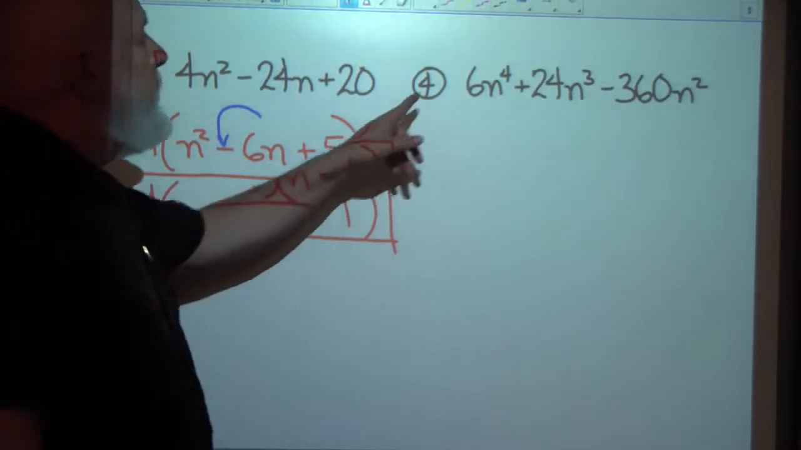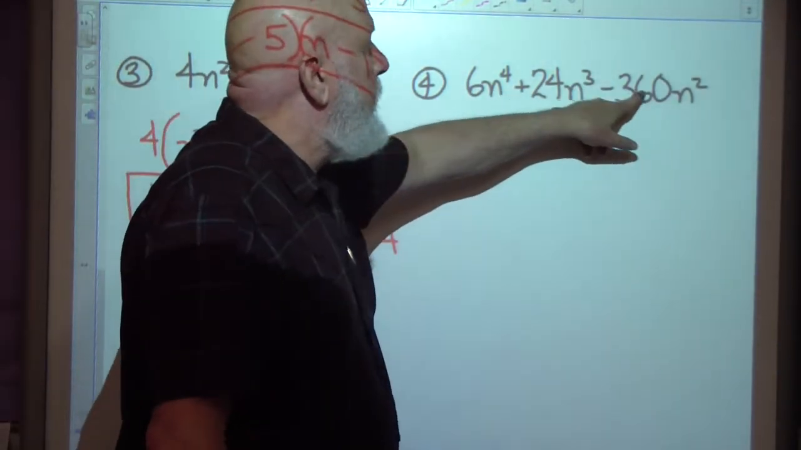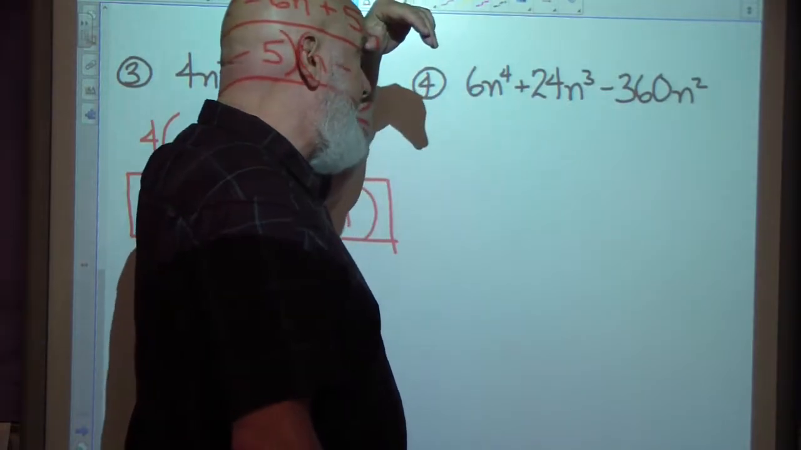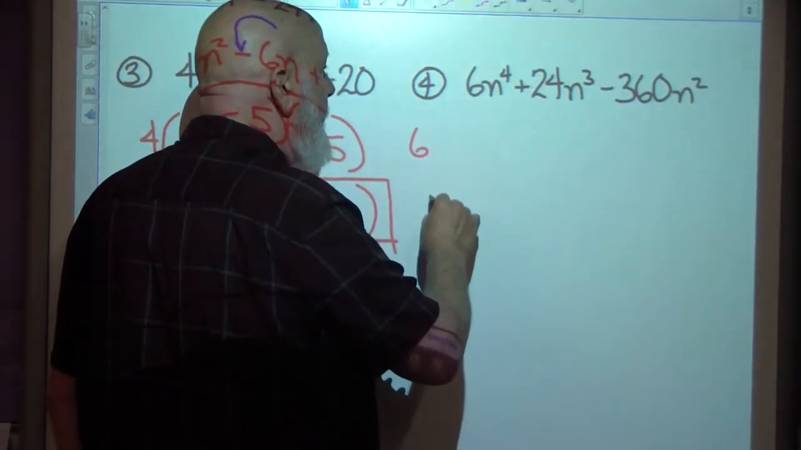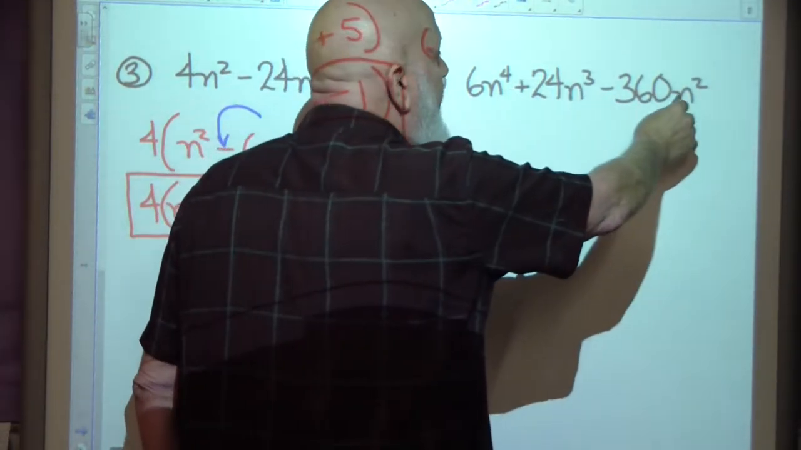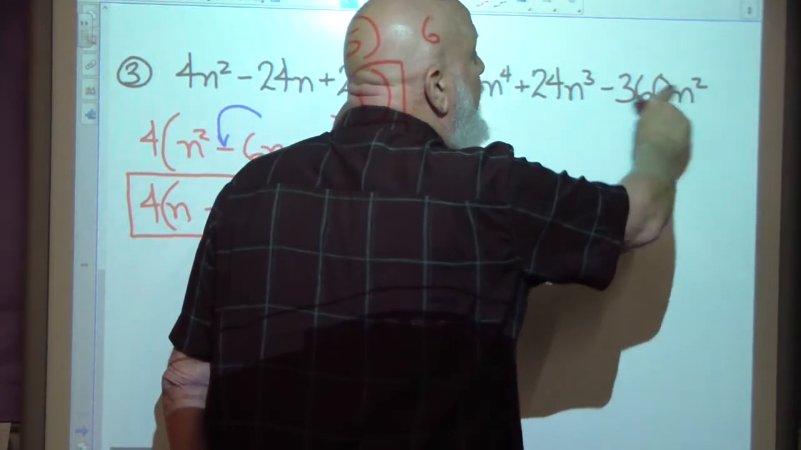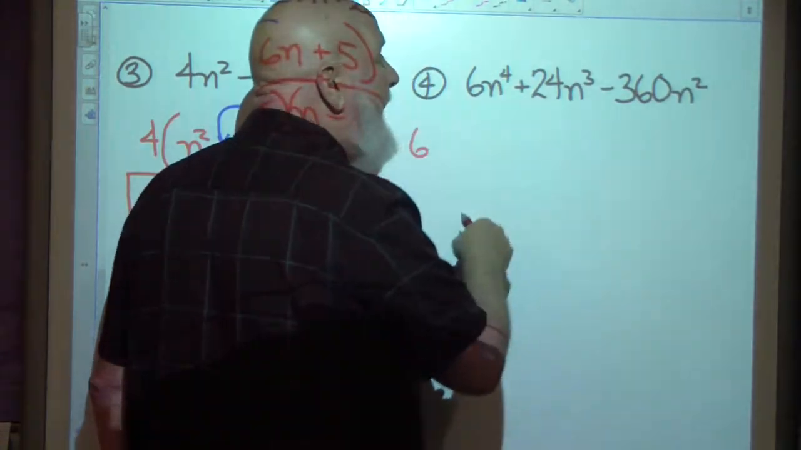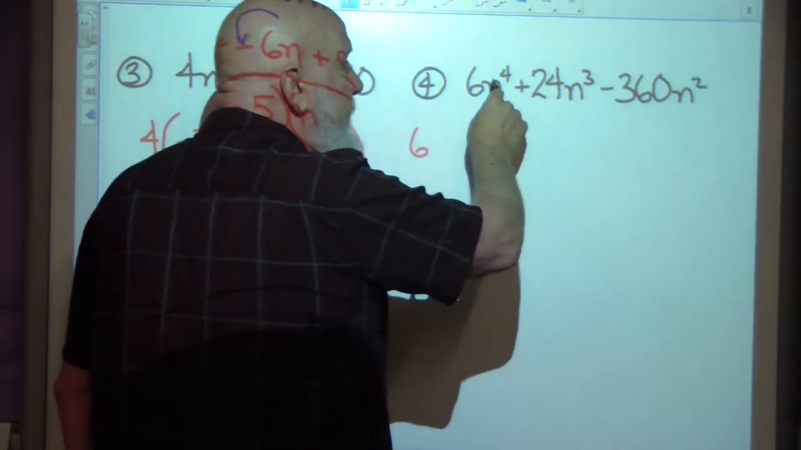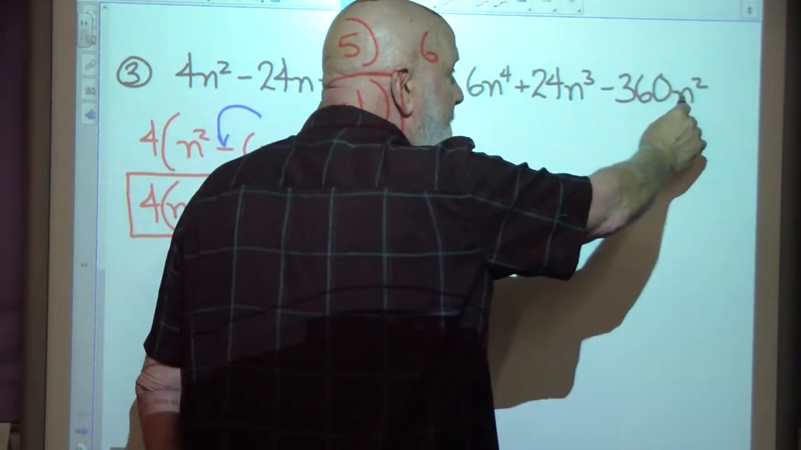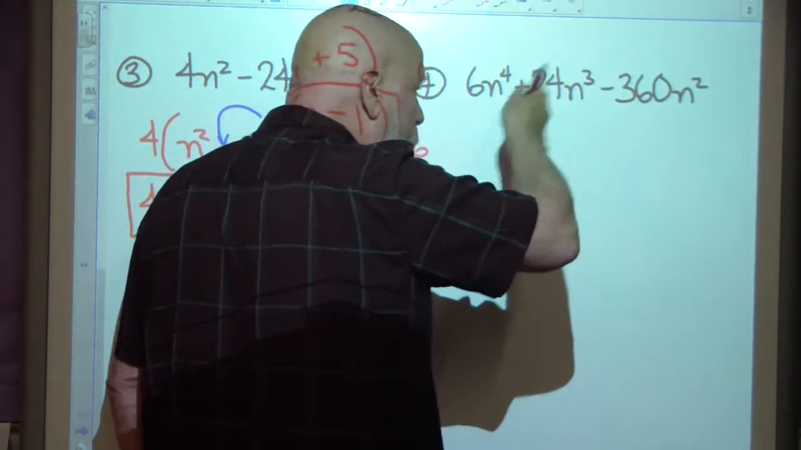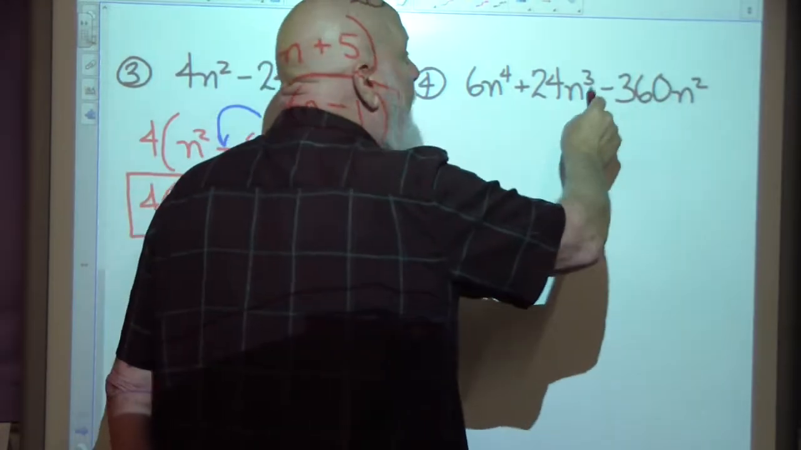Alrighty, let's take a look at this one. 6, 24, 360, they'll all divide by 6, that's for sure. Put that over here. Do they all have an n? Yes, they do. In fact, all of them will divide evenly by n to the second power. That's n times n times n times n. That's n times n times n. That's n times n. So I could cancel out n squared out of every single term.